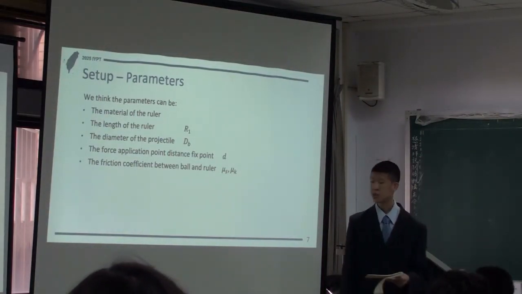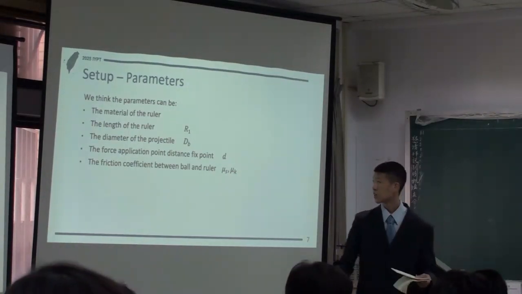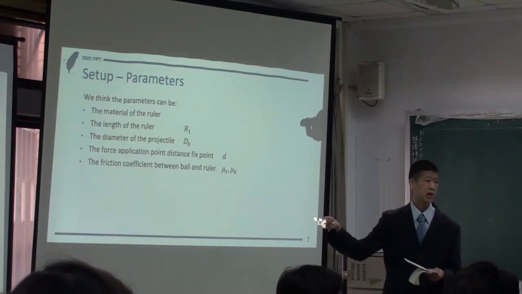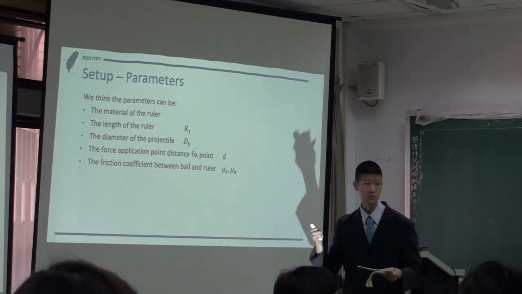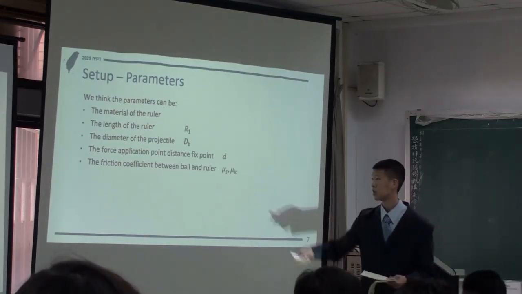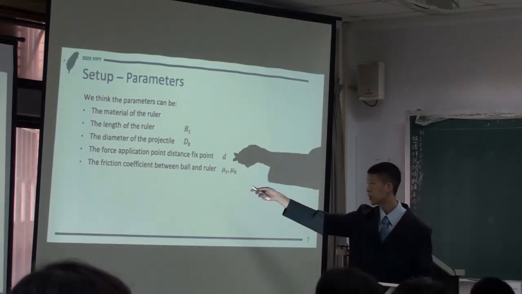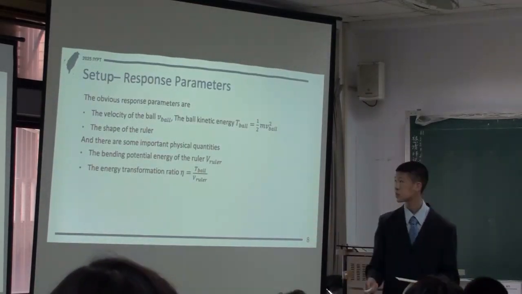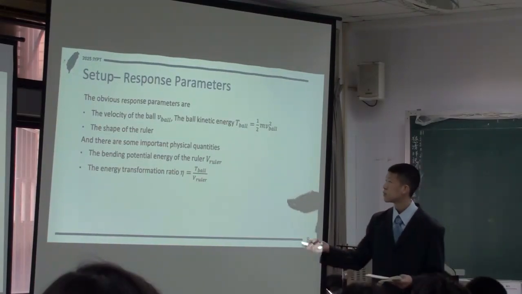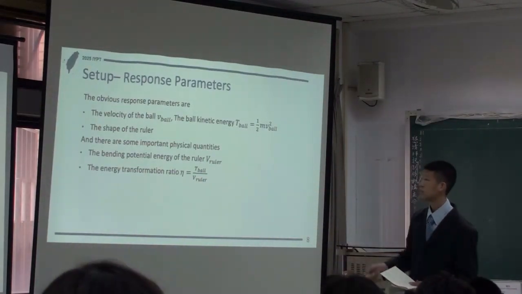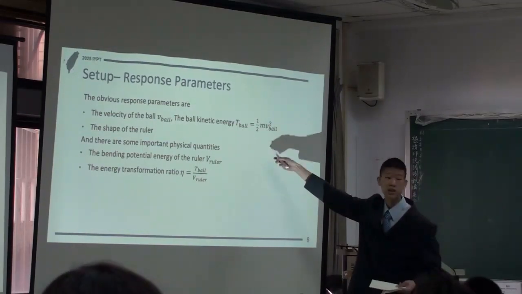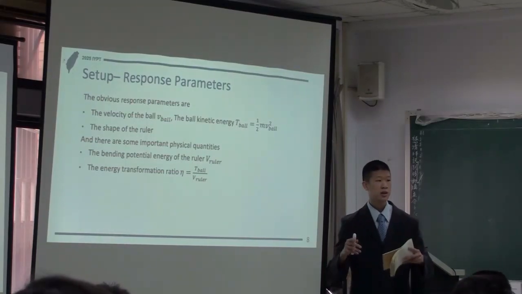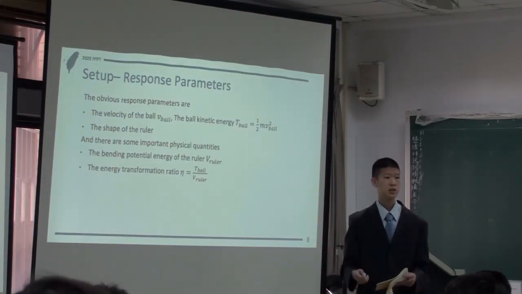The parameters can be the material of the ruler, the length of the ruler, the diameter of the projectile, the force application point distance from the fixed point, and this is D, and the friction coefficient between the ball and the ruler. And for response parameters, the obvious parameters can be the velocity of the ball, and we can calculate the kinetic energy, and the shape of the ruler right before the projectile is ejected.